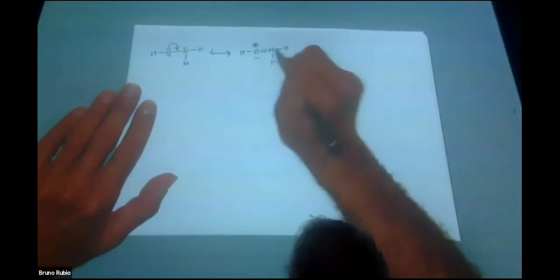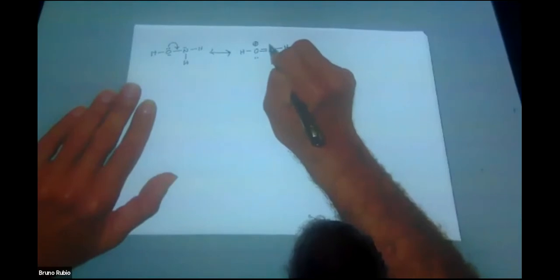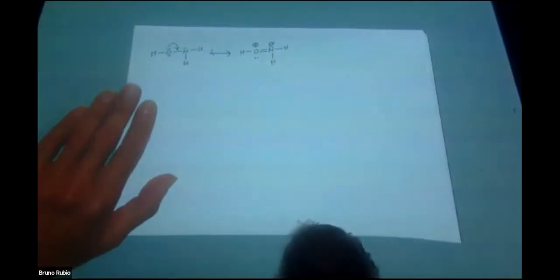This would be positive, this would be negative. How's that look? Is that good? Oh, no, that's not good. I didn't break the octet of the oxygen, but I exceeded the octet of the nitrogen. No good.